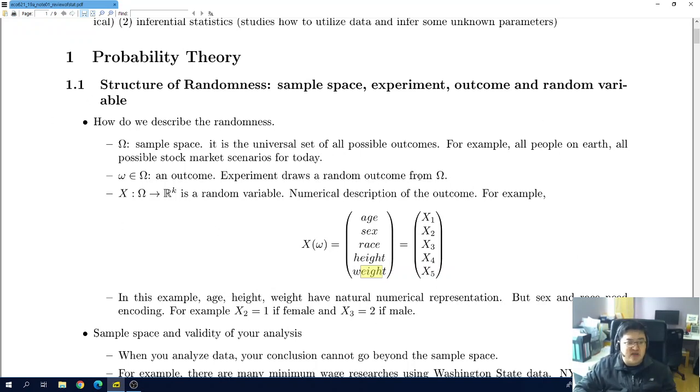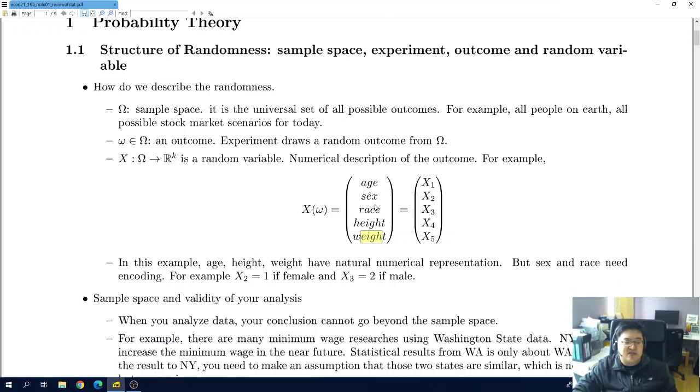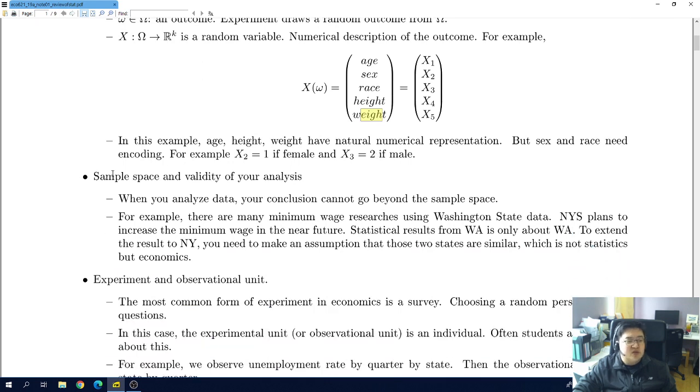Or if you observe a stock market scenario, then you can draw a lot of things like say return or like opening price, closing price, right? Or how many stocks are traded. So there are many quantities, there are many variables you can describe how the stock market is going on a day. So that's an example.